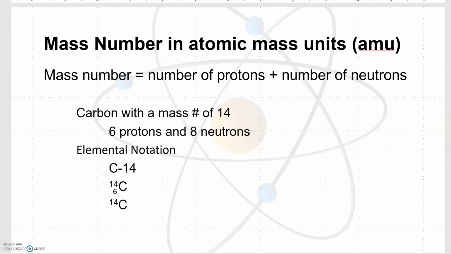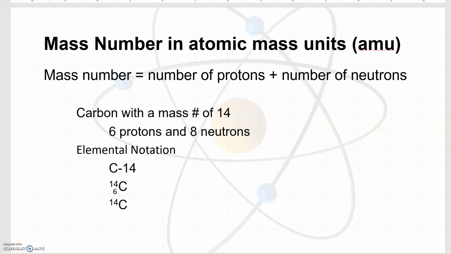The second one down has a 14 in the upper left. That's the mass. So you can have the element symbol and then the upper mass. The mass is given in the upper left. The lower 6 is the atomic number. So the only difference between the second one and the third one is that 6 is missing. Well, remember that carbon is always 6 number of protons. So that's really redundant. So oftentimes we just make it easier and just write the mass number.